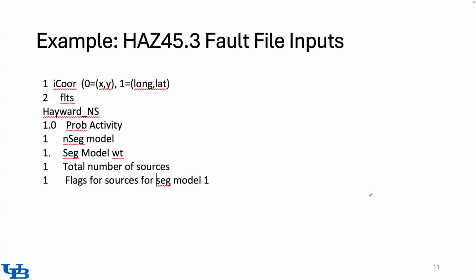So the segments are all the different parts of the fault that you have in the model, and the number of sources is all the different ways that these segments could rupture together or alone. So for example, if you were to say that you have 3 segments, this is segment 1, segment 2, and segment 3, in this case, n seg will be 3.